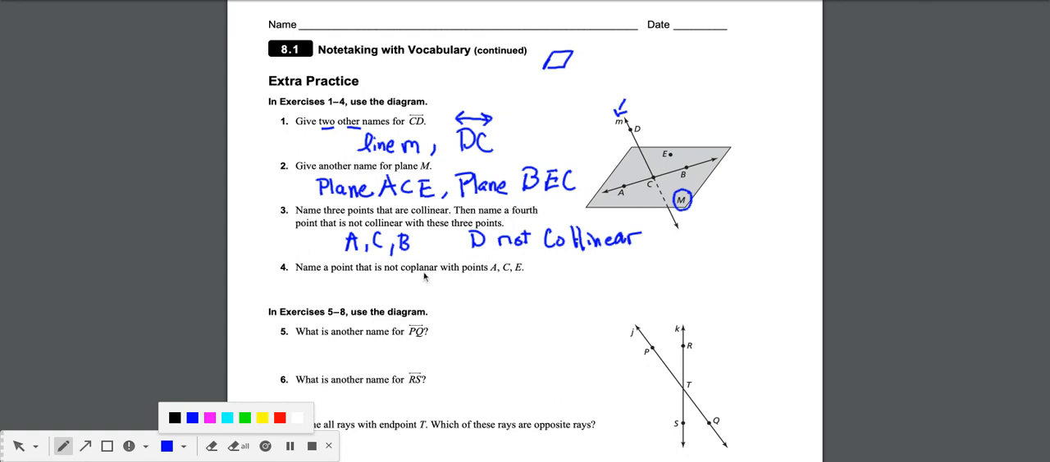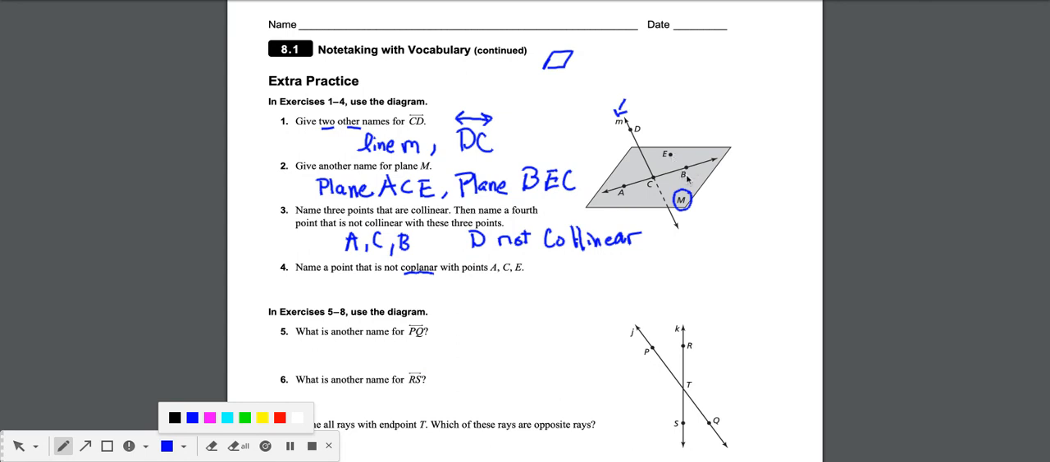Name a point that is not coplanar. Okay, this word right here, coplanar, means on the same sheet of paper, like on the same tabletop, for example. So A, C, and E. Here's A, here's C, and here's E. So which one is not in the same plane?